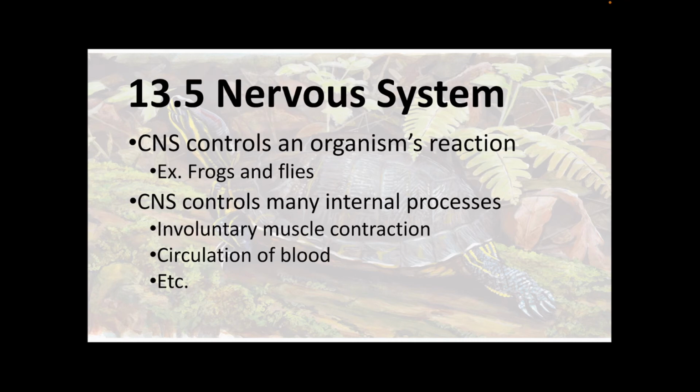Your central nervous system also controls many internal processes like involuntary muscle contractions, such as your digestive tract to help digest food and push it along, or your circulatory system, like the blood moving as well. Things that you don't really think about. So you don't tell yourself, okay, stomach, start to digest. It automatically does it. So your central nervous system takes care of that.